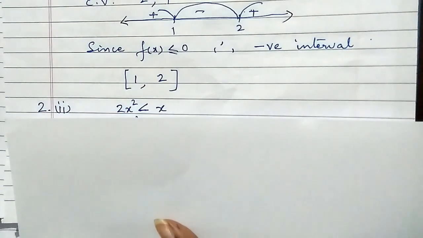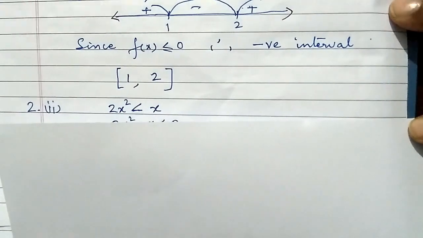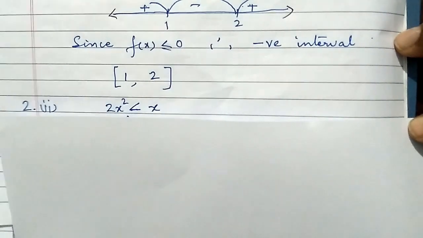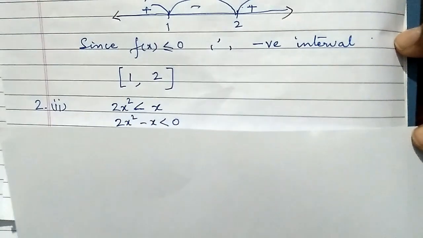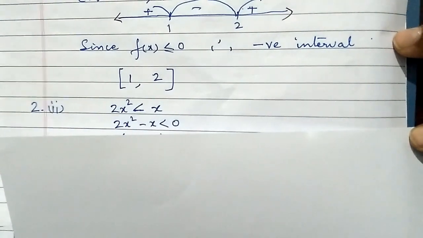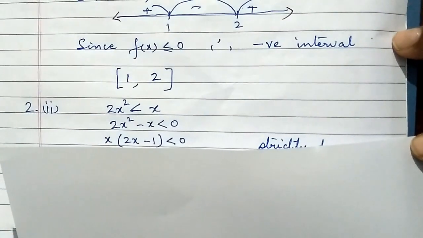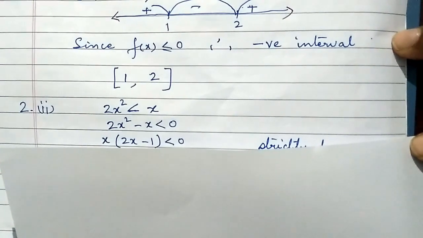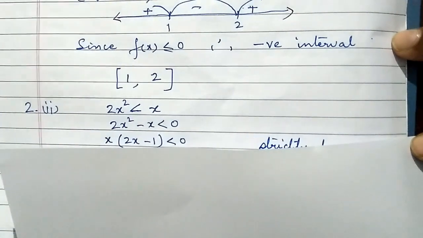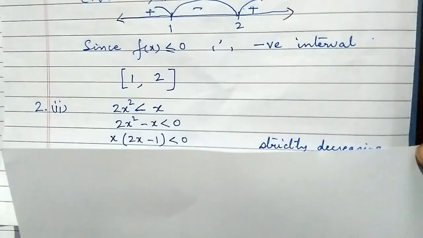The next question says 2x square being less than x. Like I have said earlier also, everything has to be brought on the left hand side. So I bring everything on the left and I reduce the function as 2x square minus x being less than 0. So now when you factorize it, it changes into x times of 2x minus 1 being less than 0. Now again note, this is only less than 0, so therefore the function is strictly decreasing.